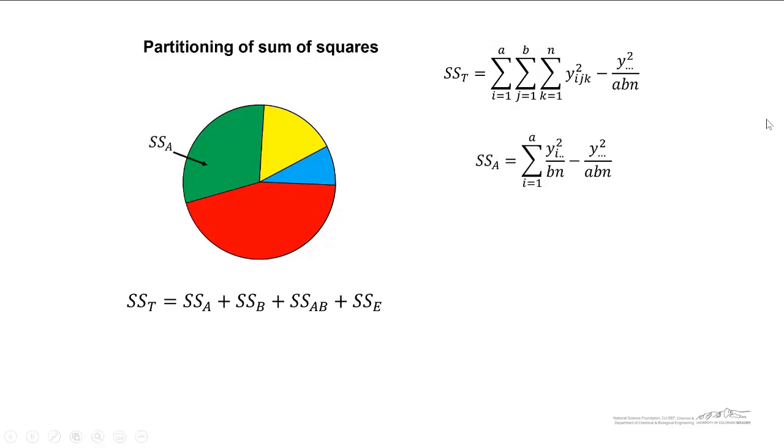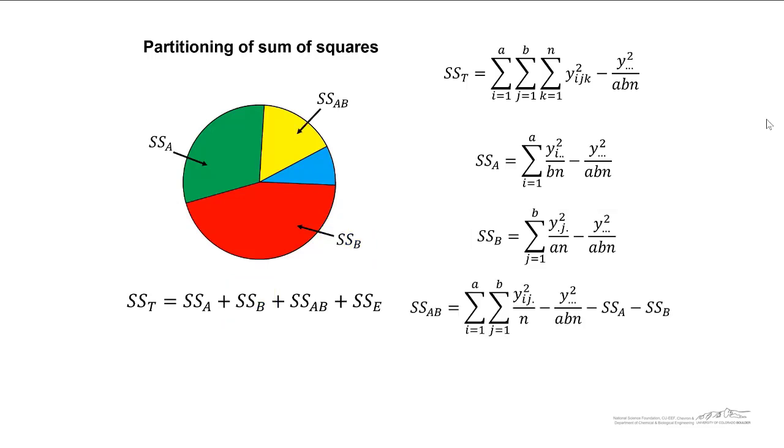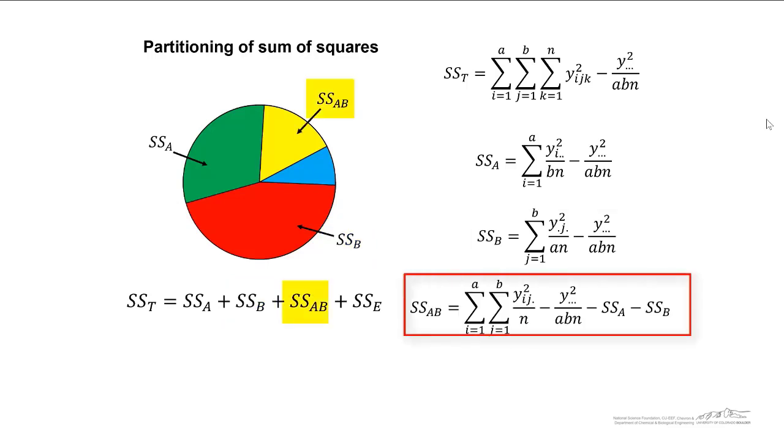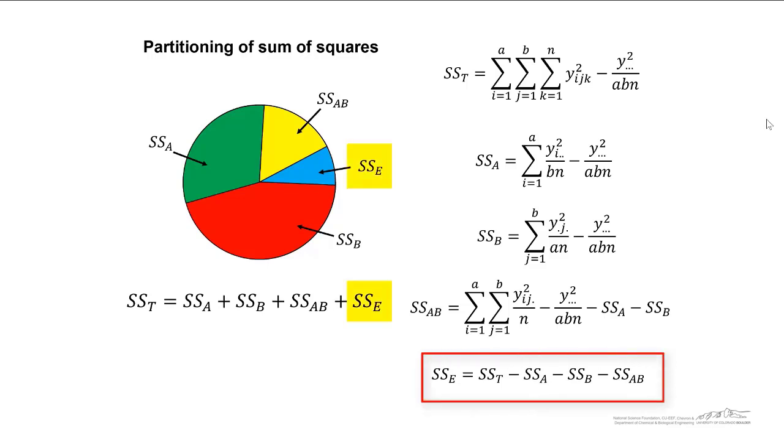We can then partition SST into a couple of different components. We have that due to factor A, SSA, and the equation for this is over here. We can also have SSB, which is the total variability due to factor B. We can assign some of the variability to the interaction effect between A and B. The equation is a little more tricky, but we subtract SSA and SSB. And finally, we can always compute the error by taking total minus SSA minus SSB and minus the interaction sum of squares.